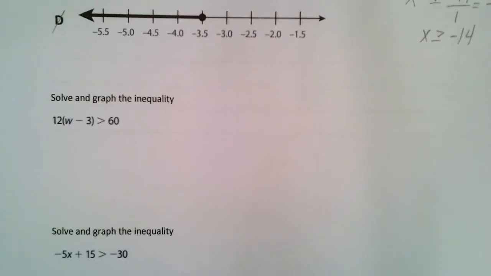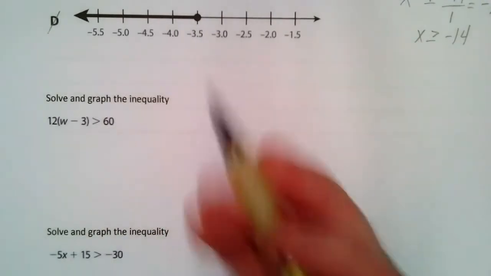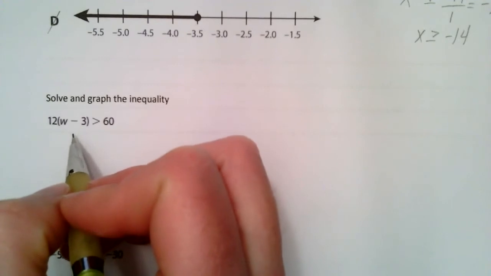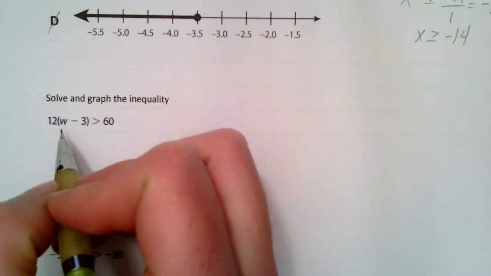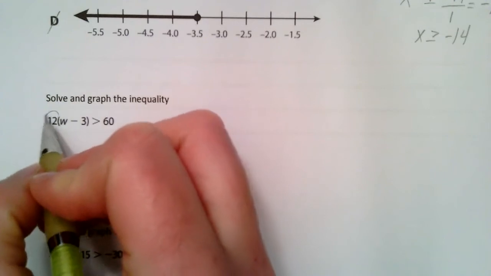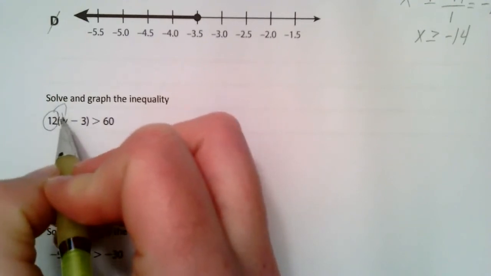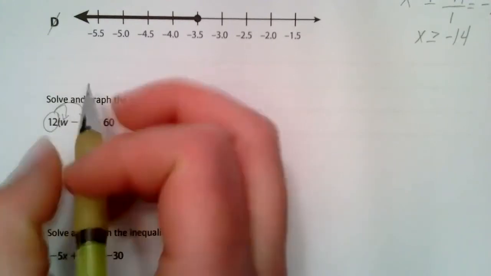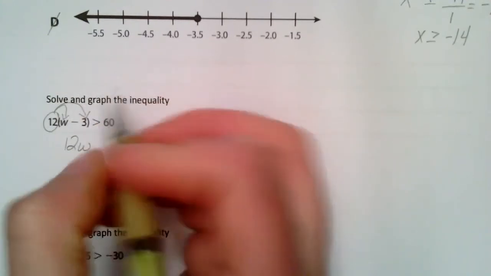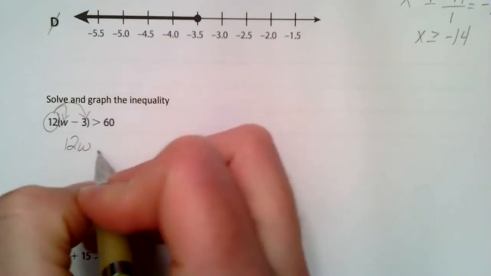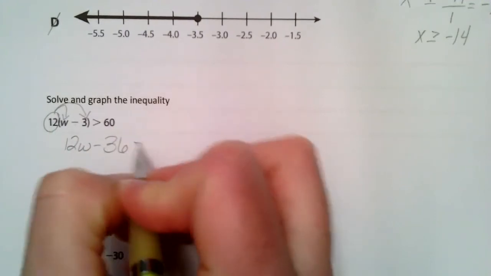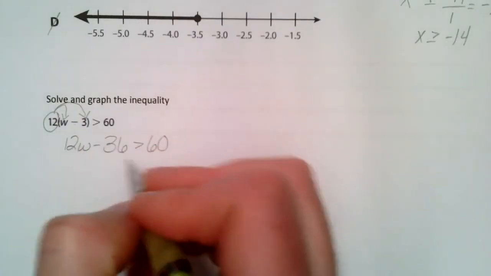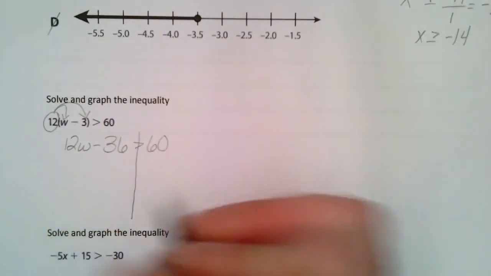So the first one is 12 times w minus 3 is greater than 60. So I have parentheses here, so I can't solve it yet. I have to get rid of those parentheses. So I'm going to do that by circling the 12 and distributing it to every term inside of my parentheses. So 12 times w is 12w. Then 12 times negative 3 is negative 36. And that's greater than 60. Okay, so now I don't have any parentheses now. I can solve it like a regular inequality.